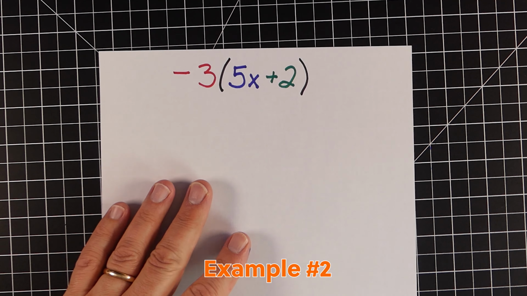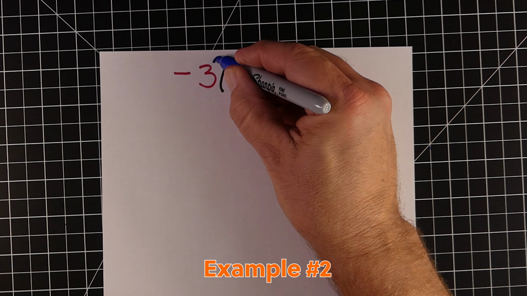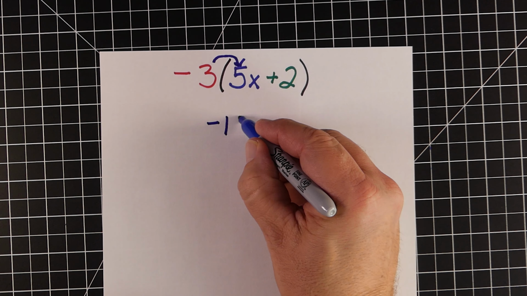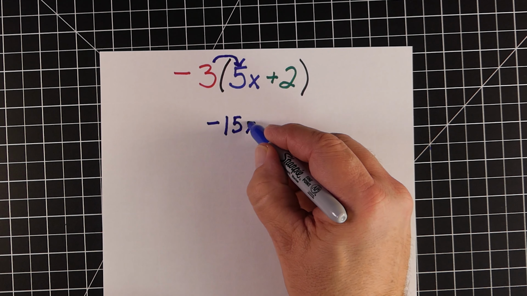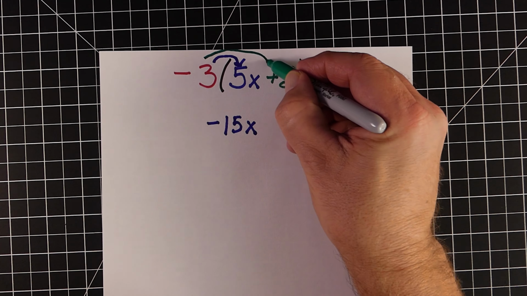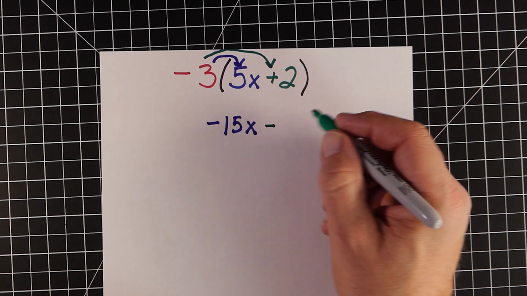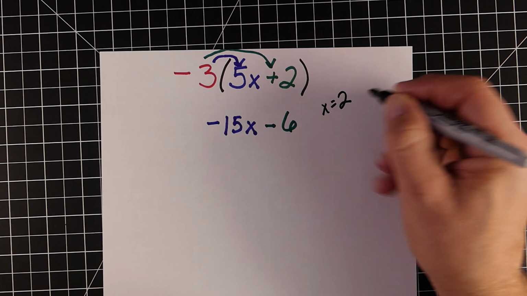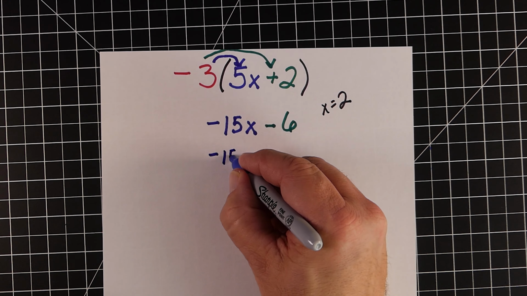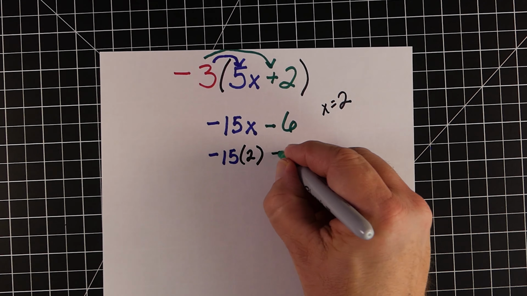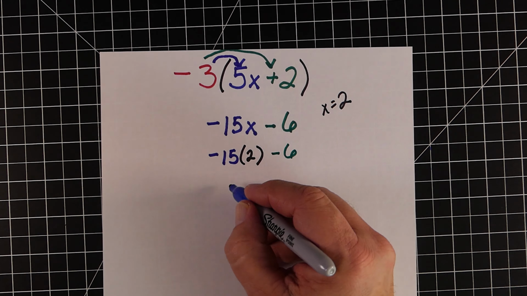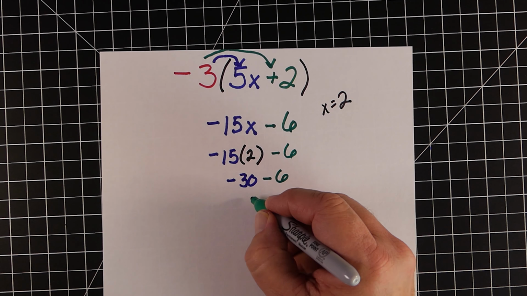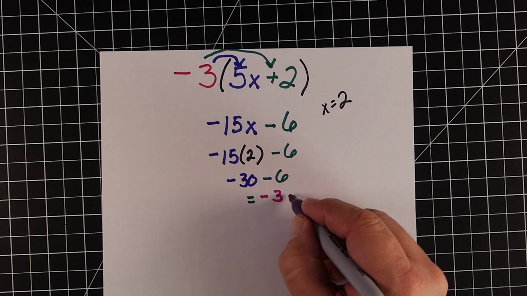So next we have our second example here. We have negative 3 is what we're going to distribute. And we're again going to share that with whatever's inside the parenthesis. Negative 3 times 5x would be a negative 15x. Negative 3 times a positive 2 would be a negative 6 or minus 6. And again, if we'd like to go ahead and evaluate this, we could pick a number for x, in this case 2, and we could just substitute it for x. So we'd have negative 15 times 2 minus 6. Negative 15 times 2 would be negative 30 minus 6, and that would give us a negative 36.